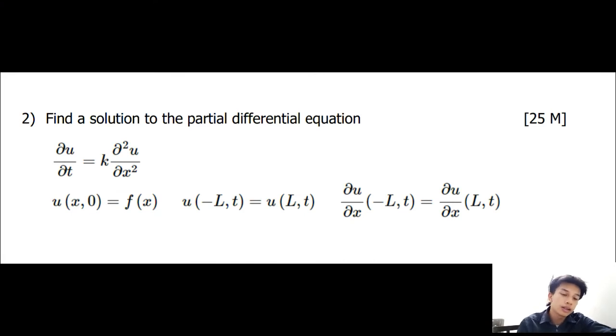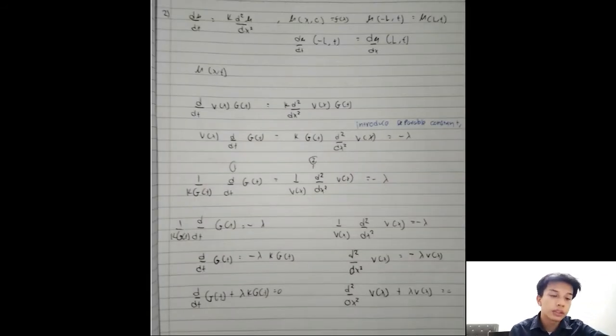Given the question, du/dt = k d²u/dx², with the initial condition u(x,0) = f(x), u(-L,t) = u(L,t), and ∂u/∂x(-L,t) = ∂u/∂x(L,t). First of all, we will substitute u(x,t) = v(x)g(t) into the equation.